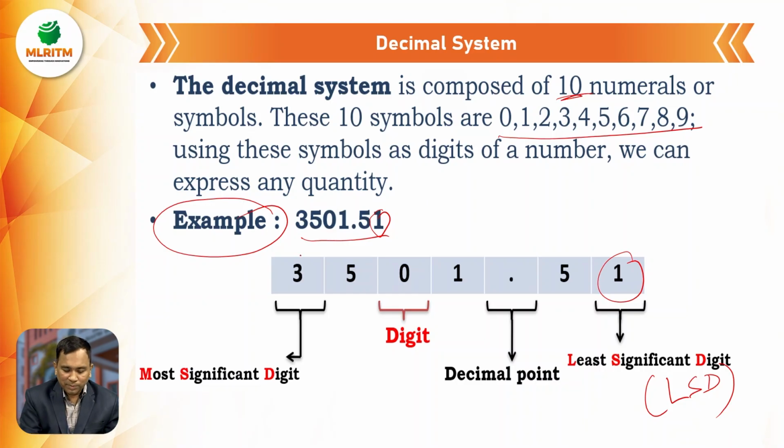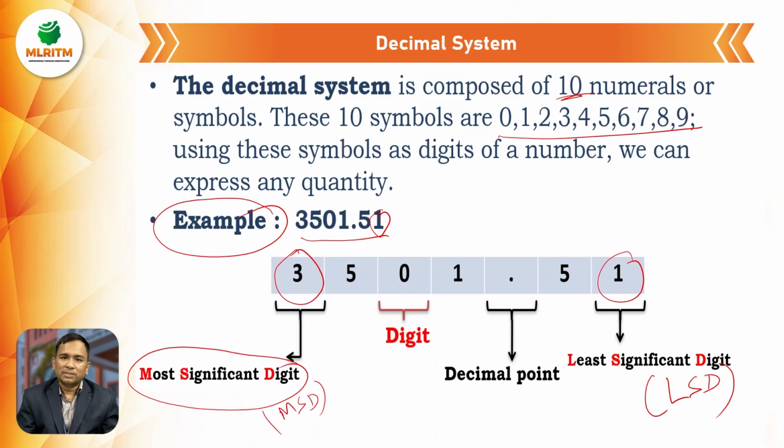And the leftmost one, this one, I'm calling the most significant digit, MSD. And the topic we are discussing is the decimal system, how the numbers in the decimal system are explained. And next, in this case 3501.51, each number I'm calling a digit.